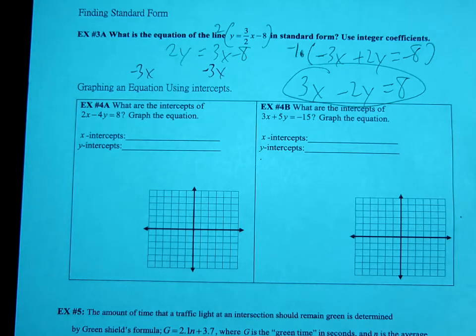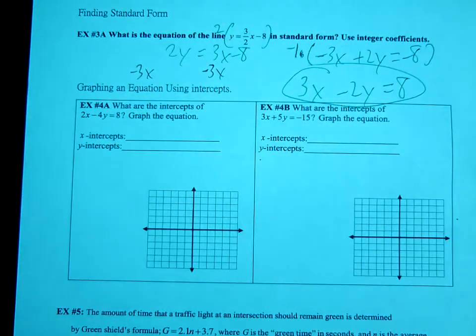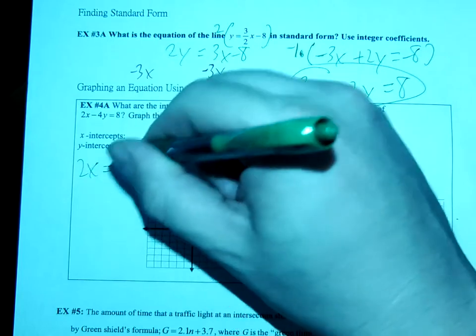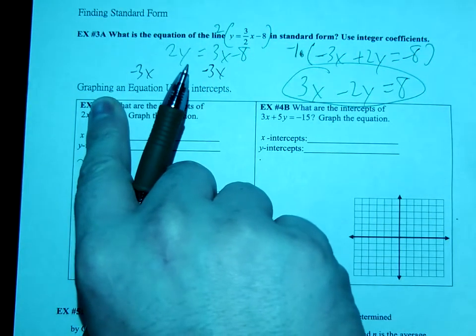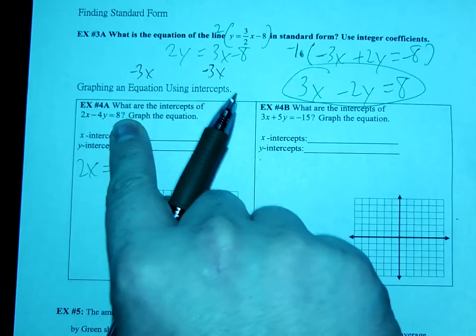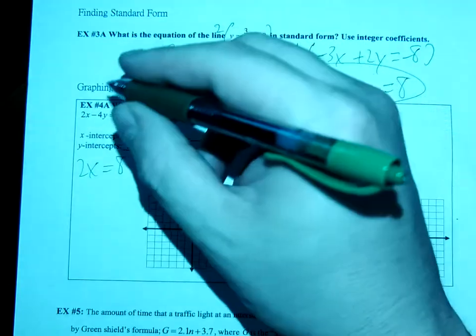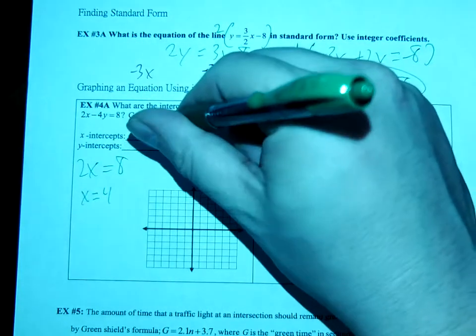Alright, so what are the intercepts of this? For the intercepts, what you're going to do is divide the c term by a and by b respectively. So I'm going to set 3x equal to 8. So I take this lead term, ax, and I set it equal to c. I'm going to divide that, and this is going to give me my x-intercept, which is at 4, 0.